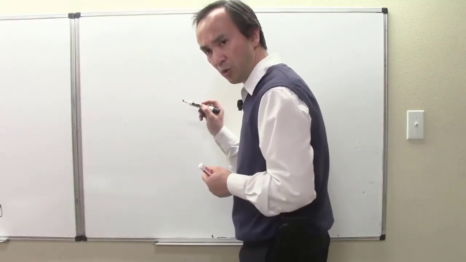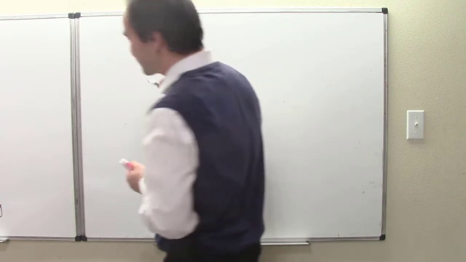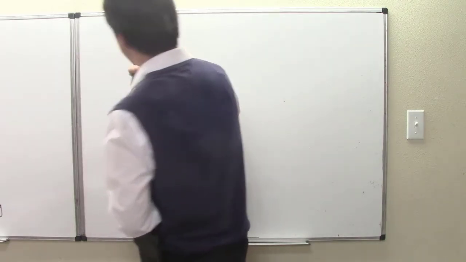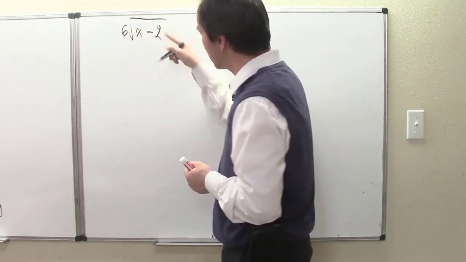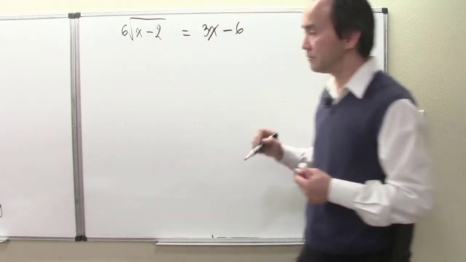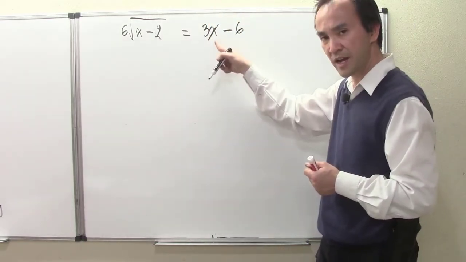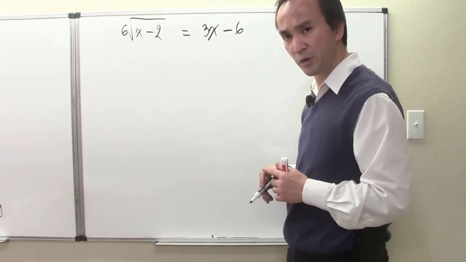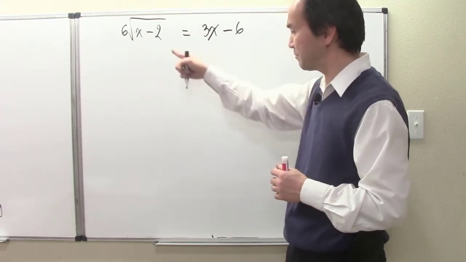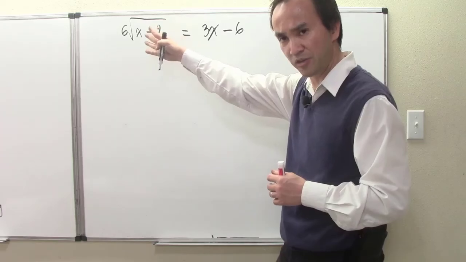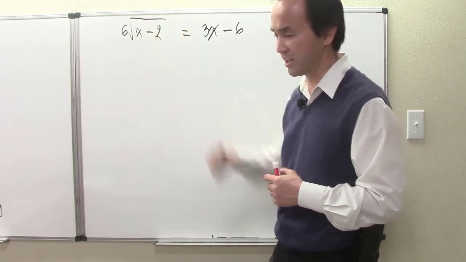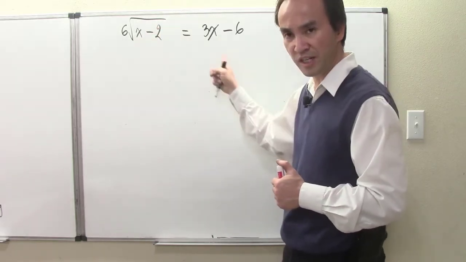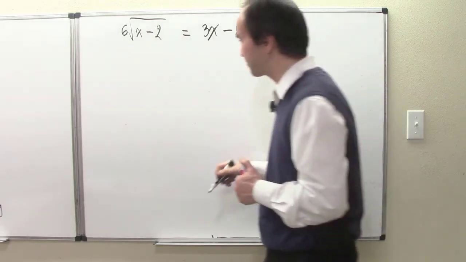The resulting equation will come out as follows: 6 times the square root of x minus 2 equals 3x minus 6. Okay, and so now we are ready to solve this equation according to the step for the kind of equation where we have only one square root term. So now I'm going to square both sides of this equation.